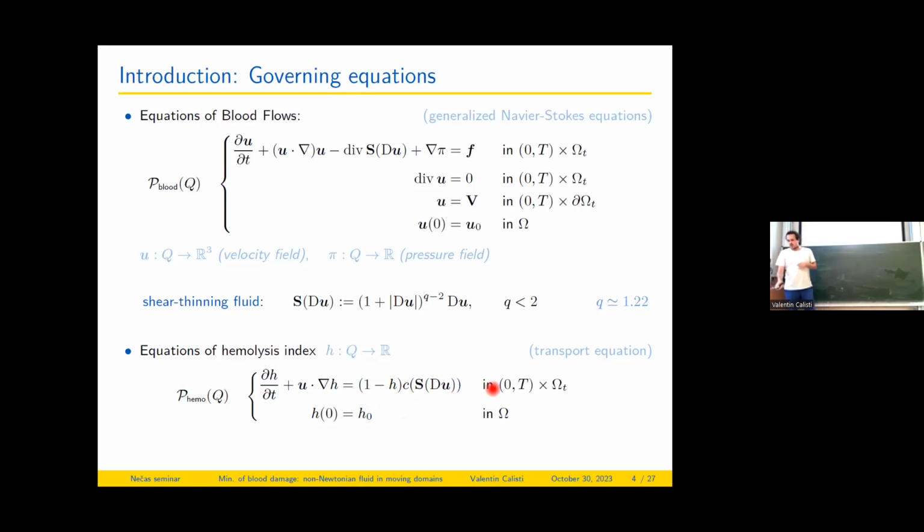So with these two equations, and because of this exponent in the rheological law, what we can have, and what we will see later in the presentation, is just an existence result. So here I have P blood, my blood problem, and P hemo, my hemolysis problem, and I can solve it just in cascade. It's not a double-way coupling. And because of the non-uniqueness of the blood flow, we will consider that we have just existence for our, let's say, blood damage problem.